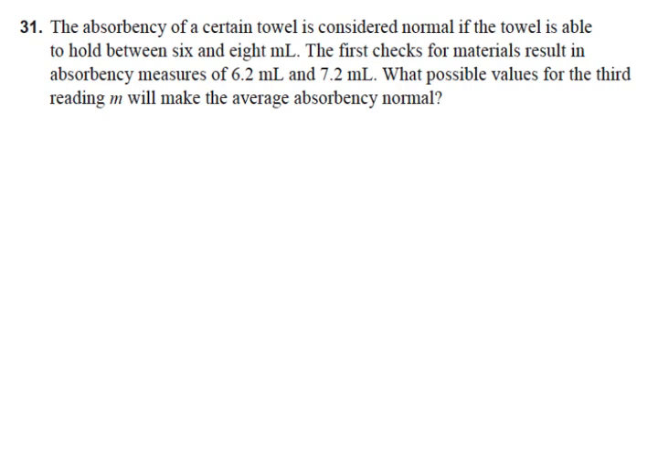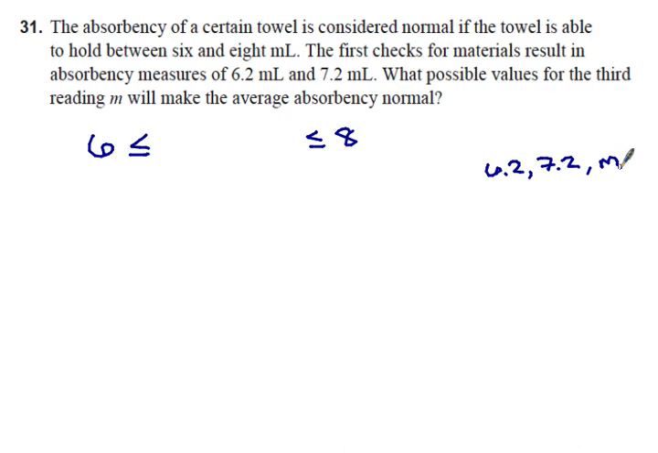So in this particular case, my absorbency is going to be greater than or equal to 6, and less than or equal to 8. So I have to be between these 2. That's my normal thing. So the first 2 checks for the material are going to be 6.2 and 7.2. What's the possible values for the third reading, which we're going to call M, that will make the average absorbency in this normal period?